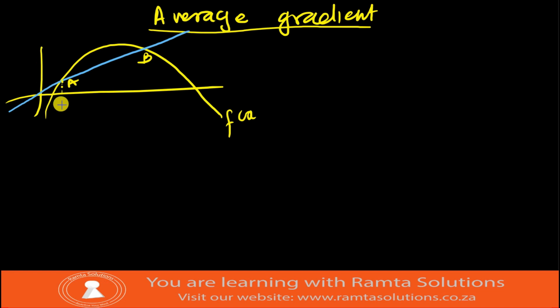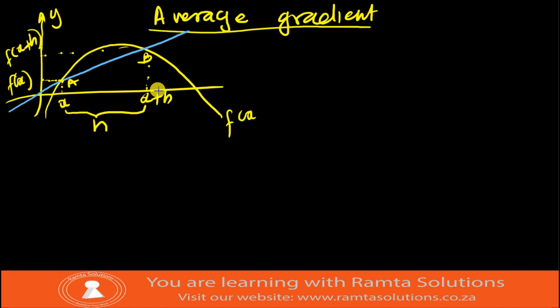The x value at point A, I will call x, while the x value at point B, I will call x plus h. This means that the distance here is h, right? So the y value here will be f of x, while the y value here will be f of x plus h. So this curve here is f of x.